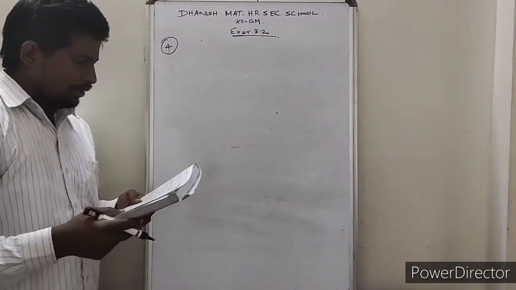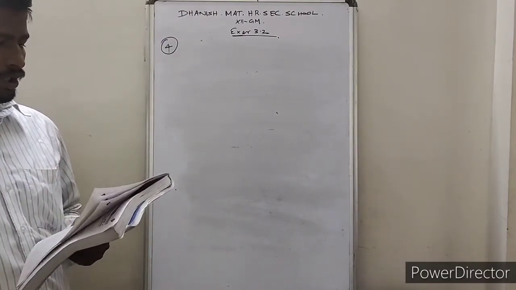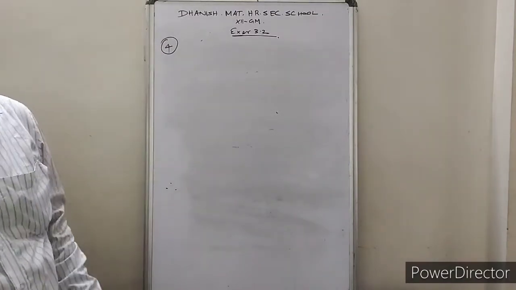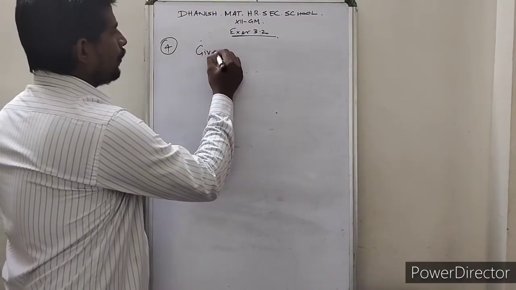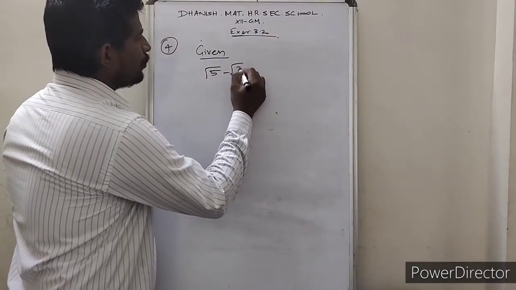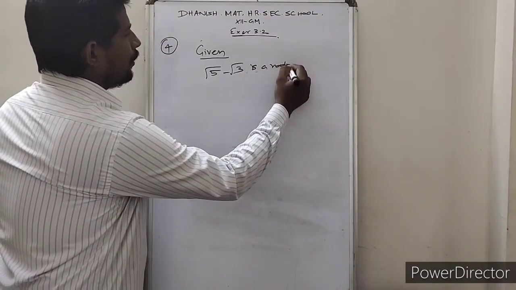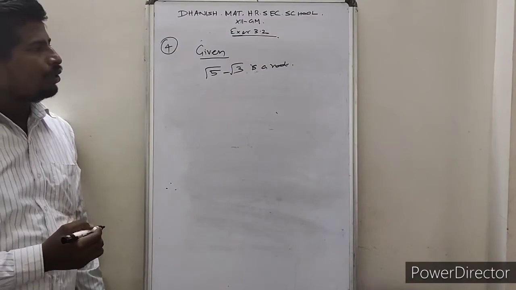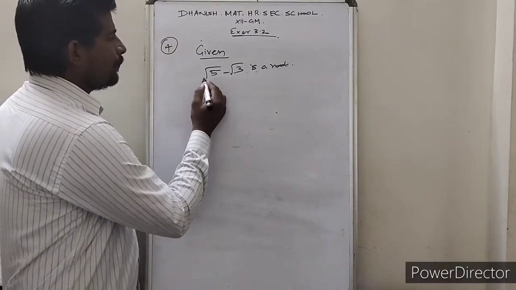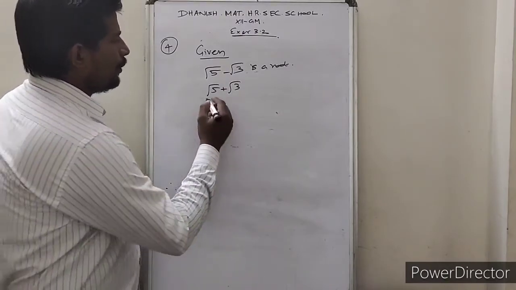Problem number 4. Find a polynomial equation of minimum degree with rational coefficients having root 5 minus root 3 as a root. Here also we are going to write the polynomial equation. For that, what's given? Root 5 minus root 3 is a root. By using theorem 3.4, I am going to write some other roots for this polynomial equation. Root 5 plus root 3 will be a root.